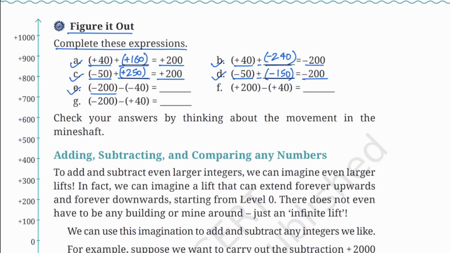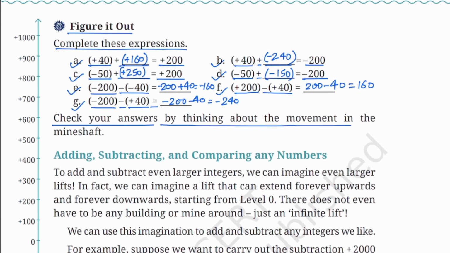E: minus 200 minus minus 40. The answer will be minus 200 plus 40, which is equal to minus 160. F: plus 200 minus plus 40. The answer will be 200 minus 40, which is equal to plus 160. G: minus 200 minus plus 40 is equal to minus 200 minus 40, which is equal to minus 240. Check your answers by thinking about the movement in the mine shaft.